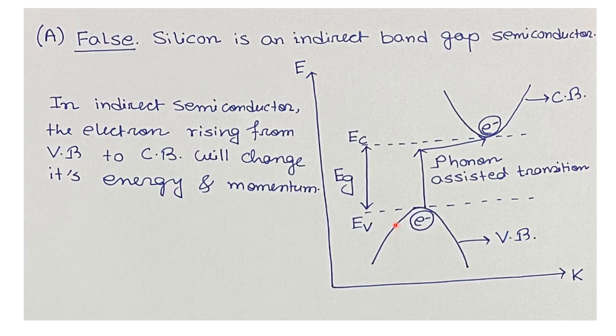But this is not the only case, because in order to have the transition, the electron has to change its momentum to reach the conduction band edge. That is the momentum difference between the conduction band minimum point and the valence band maximum point. Now this extra momentum to the electron is provided by the phonon, which is basically the quanta of the lattice vibration of this semiconductor. So in the indirect semiconductor, the electron rising from valence band to conduction band will change its energy as well as its momentum.